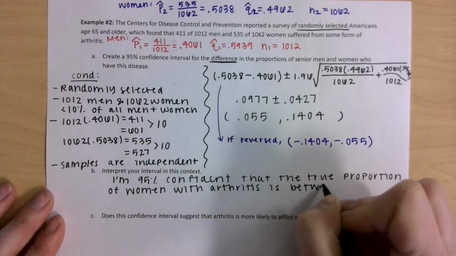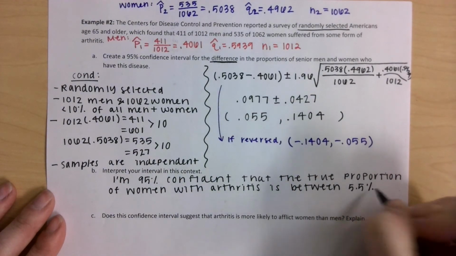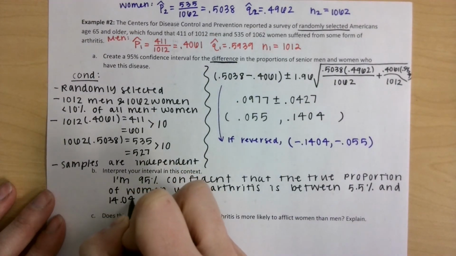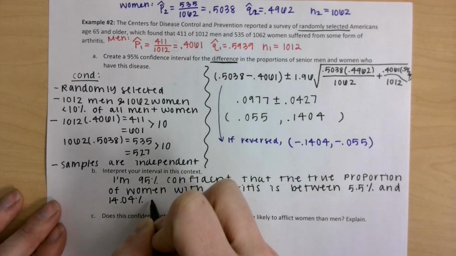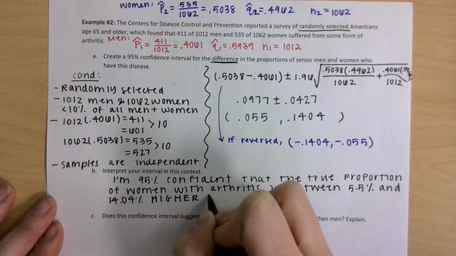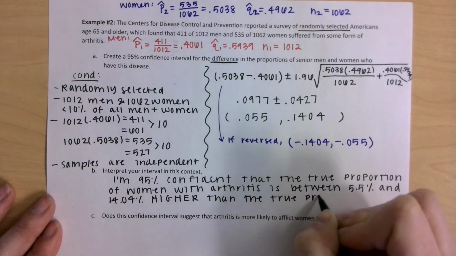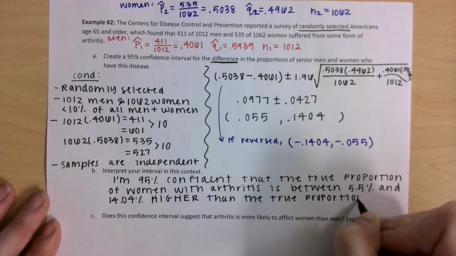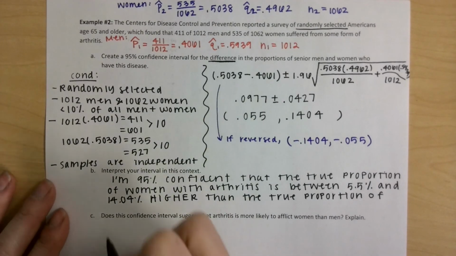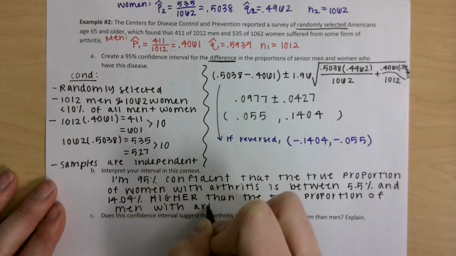is between these 2%. So between 5.55% and 14.04%. Both of them are positive, so we're going to say higher than the true proportion of my second group, which was men. So then the true proportion of men with arthritis.